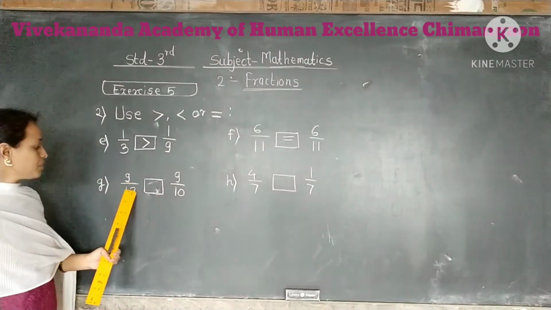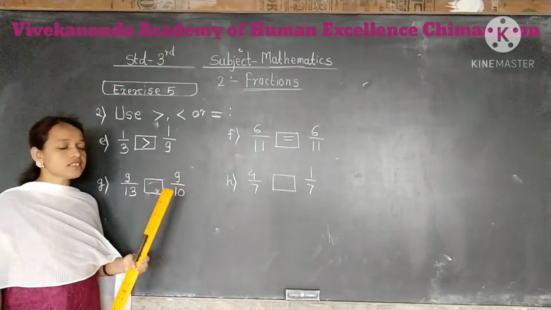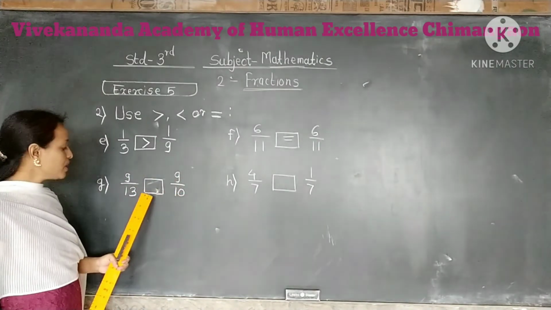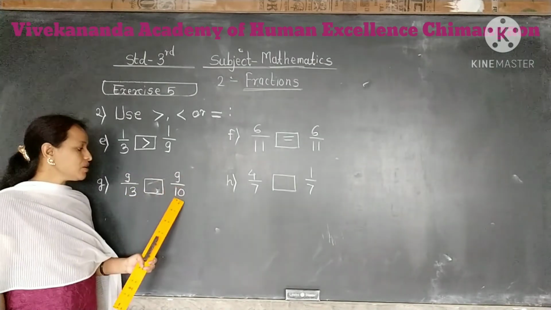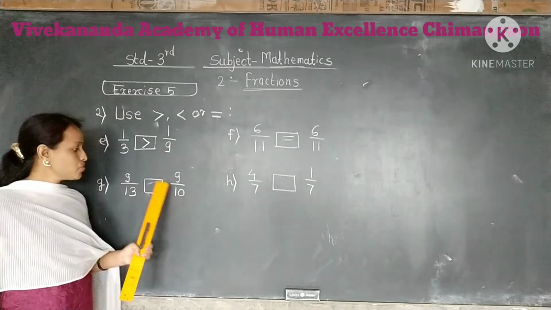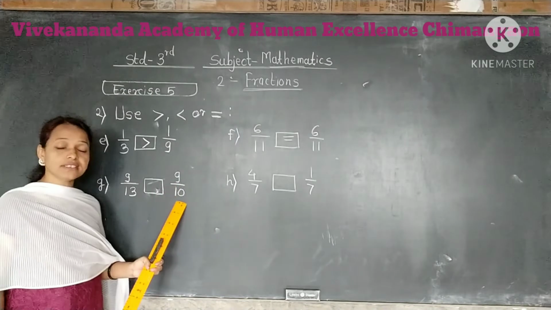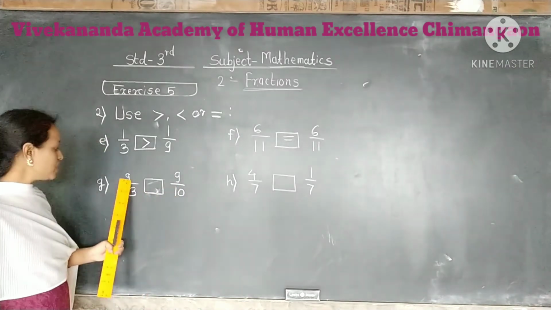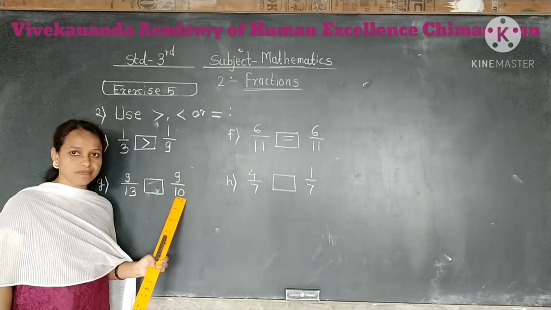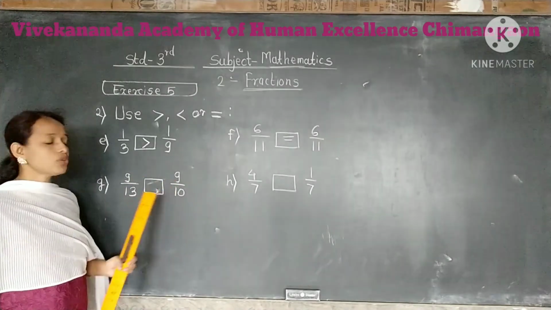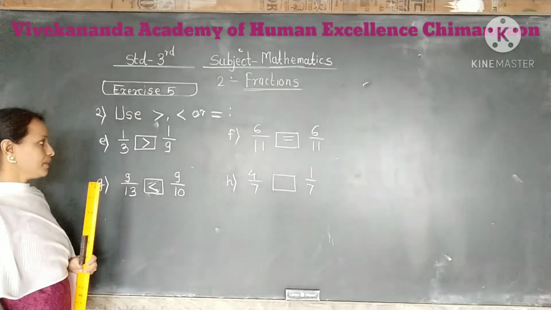Next pair, 9 upon 13 and 9 upon 10. So in this pair of fractions, numerators are same, 9. So we have to compare its denominator. 9 upon 13, its denominator is 13, and 9 upon 10, its denominator is 10. So if numerators are same, then whose denominator is small, that fraction is greater fraction. Here 10 is less than 13. So 9 upon 10 is a greater fraction. So we use here this sign.